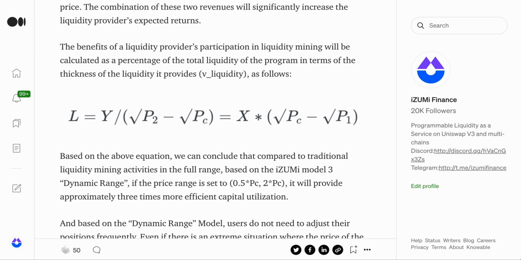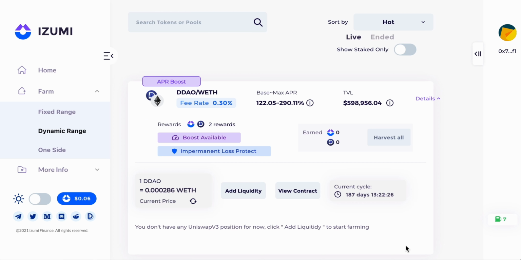Similarly, according to our mathematical calculation, using the dynamic range model to provide liquidity can also improve capital utilization efficiency by more than 3 times. This is also a very important thing for project parties. They can use Izumi Finance to inject liquidity into the price range they most want to trade, and use very little capital to increase the liquidity efficiency multiple times.